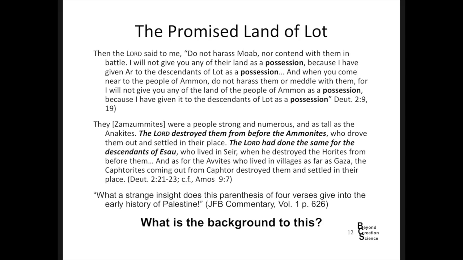Of course, this promised land we see with Esau is probably the basis for the judgment that comes on Esau in Isaiah 34. But here's what one commentary had to say about the passage. What a strange insight does this parenthesis of 4 verses give into the early history of Palestine. Translation, we don't have a clue.